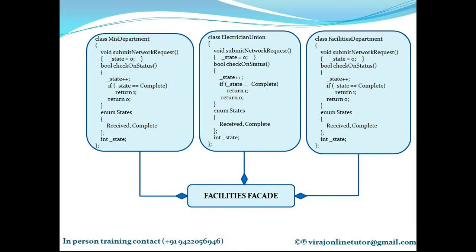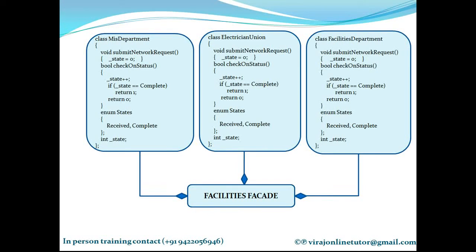So what are the advantages of using a facade? Facade isolates the clients from the complex subsystem. It promotes loose coupling between the clients and the subsystem classes. I repeat, it promotes loose coupling between the clients and the subsystem classes. And the third advantage is it does not prevent applications from using subsystem classes if they need to. It doesn't prevent the clients from accessing the subsystem classes if they need to.